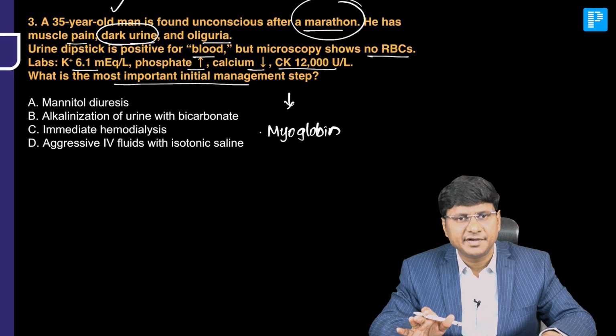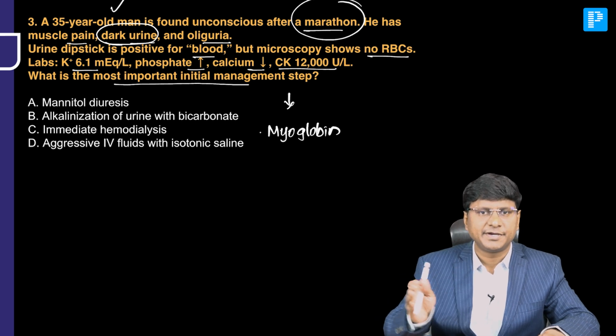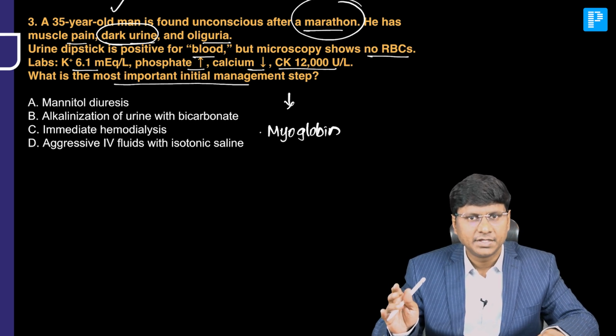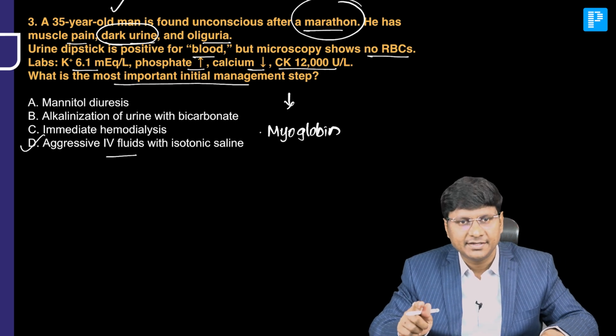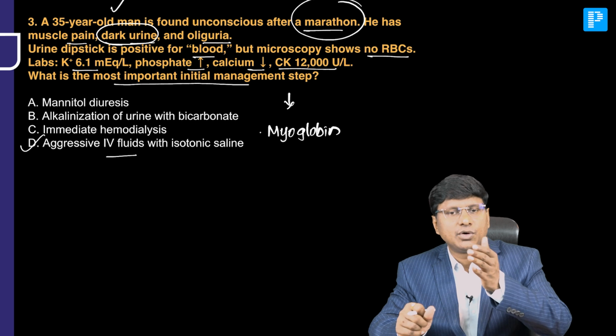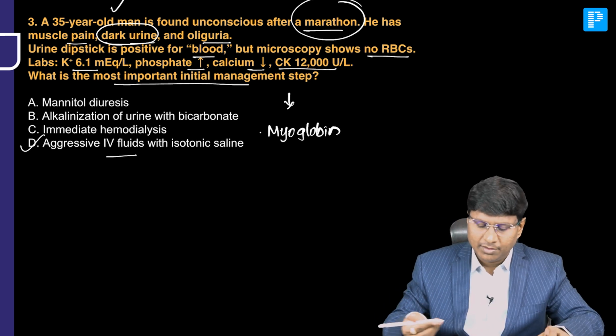Now what is the primary treatment here? You need to ensure that this myoglobin is completely excreted out. So you need to give aggressive IV fluids with isotonic saline, which will help in washing out this myoglobin. And what about the other options?